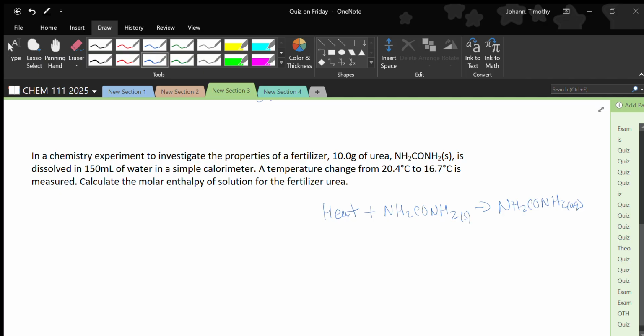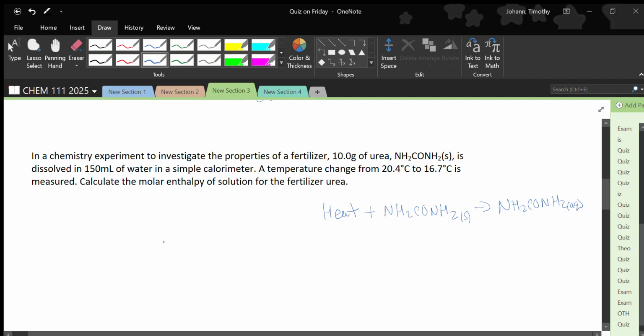All right, so now we need to do this problem. We have a simple calorimeter. So in other words, they're not telling us anything about it except that it has 150 milliliters of water. So consider it's like, if you've done your lab already, a coffee cup calorimeter. It's just a piece of styrofoam that insulates pretty well. And so you've got the water. All we care about is the change in temperature for the water. So we're going to use this equation. Calculate the molar enthalpy of solution.